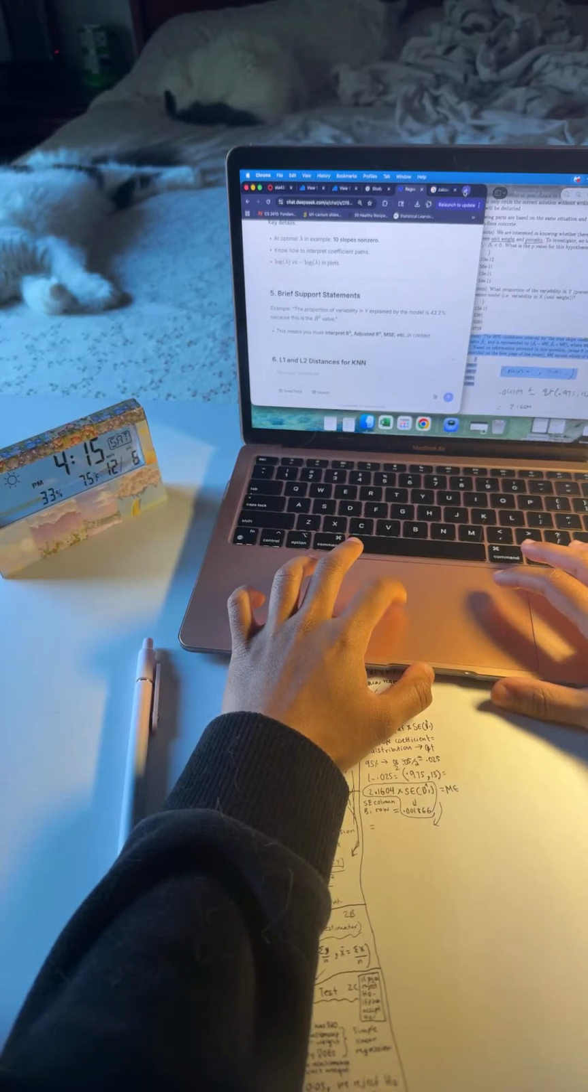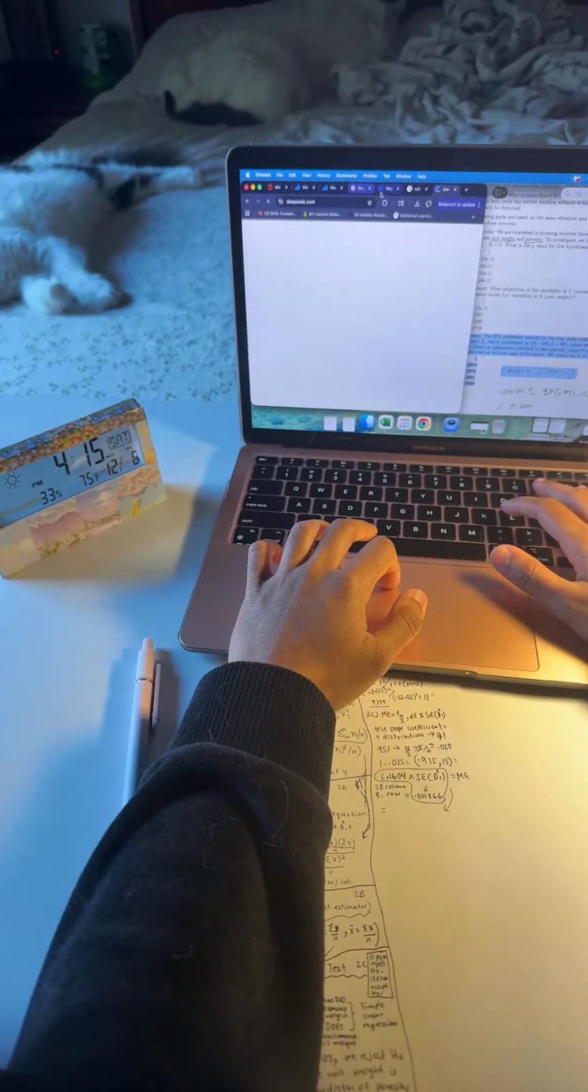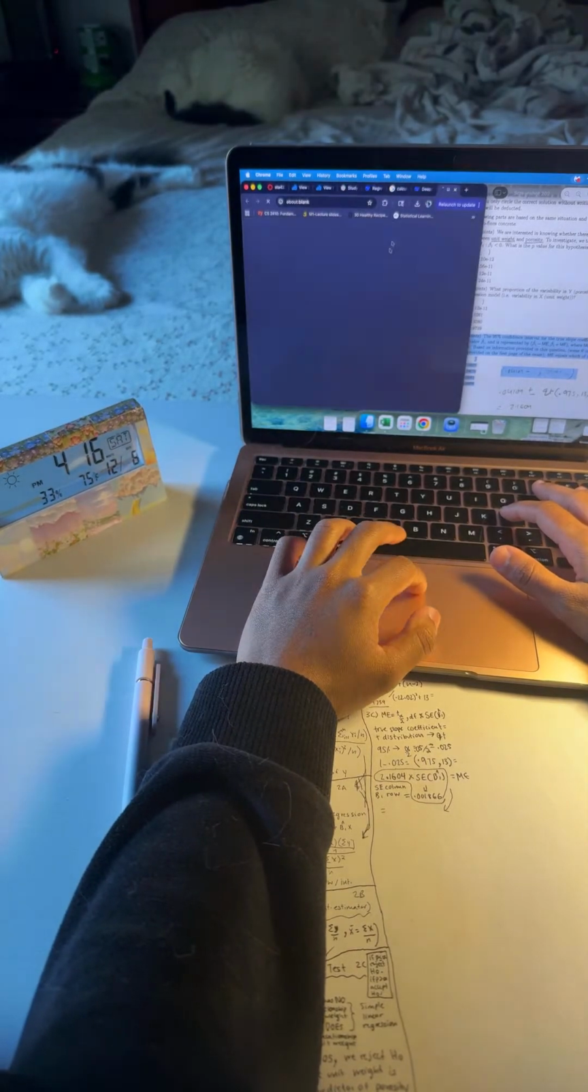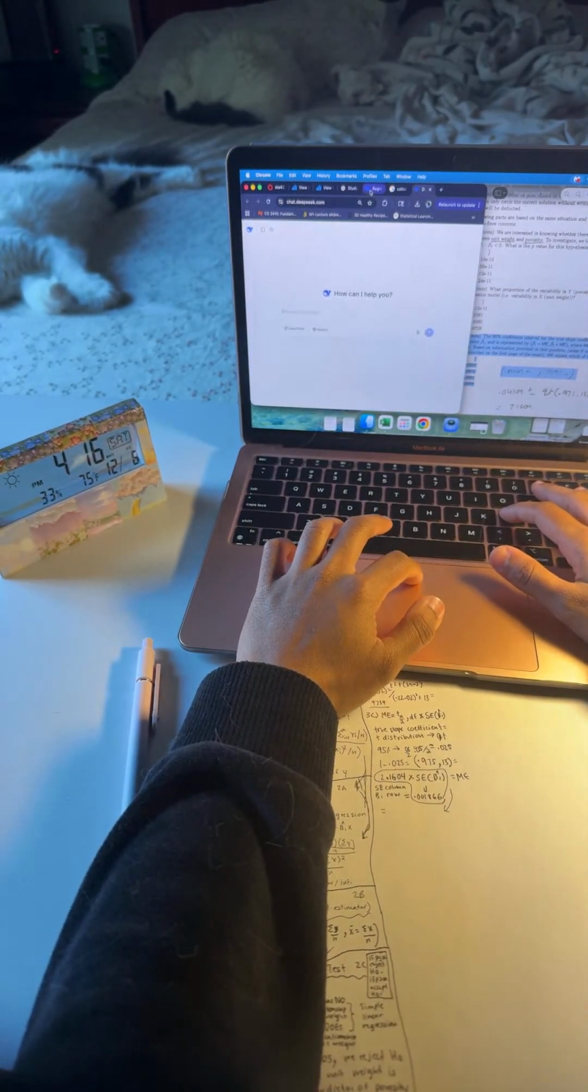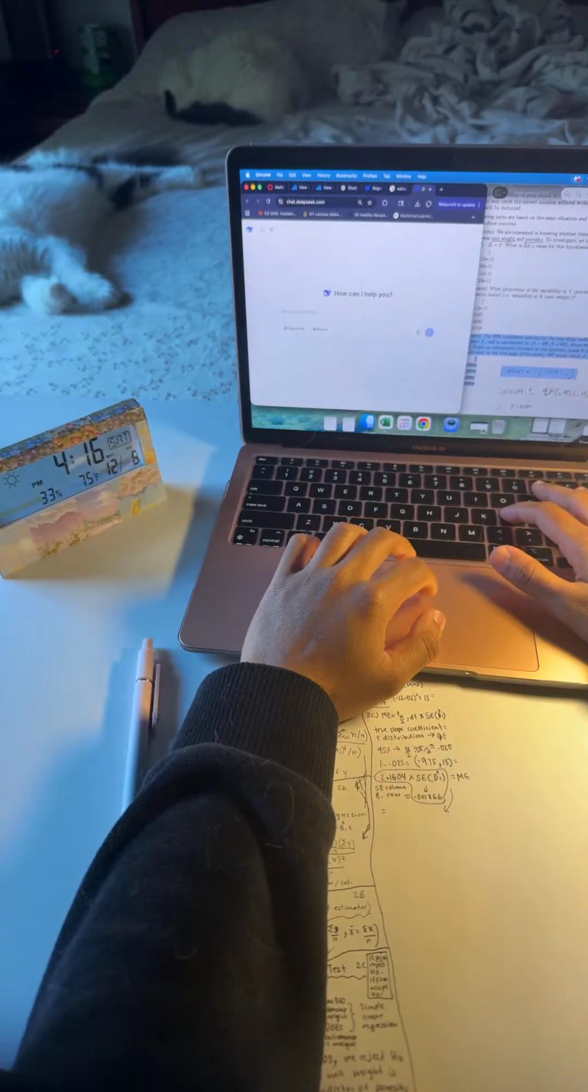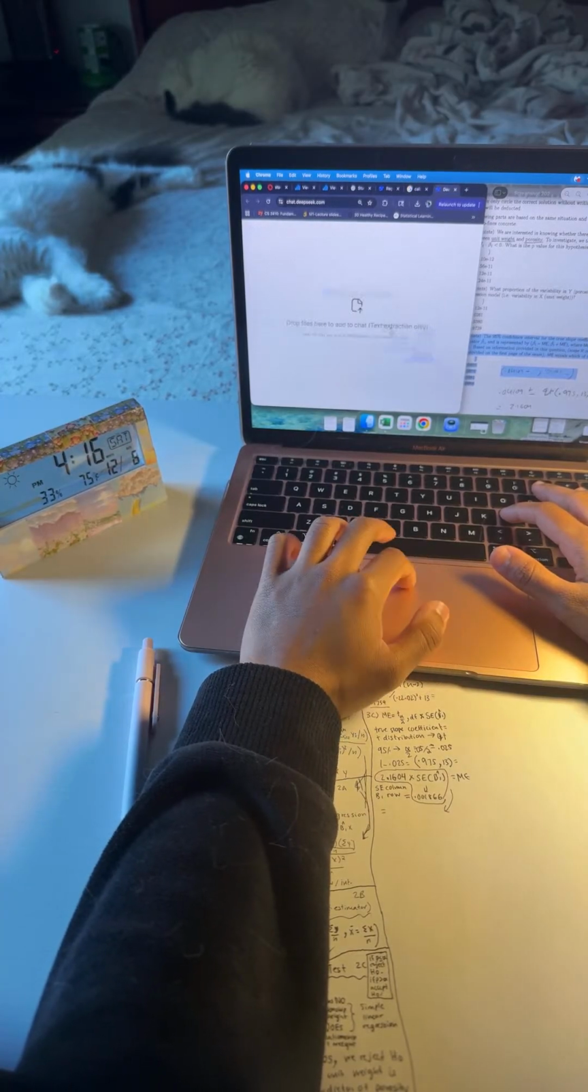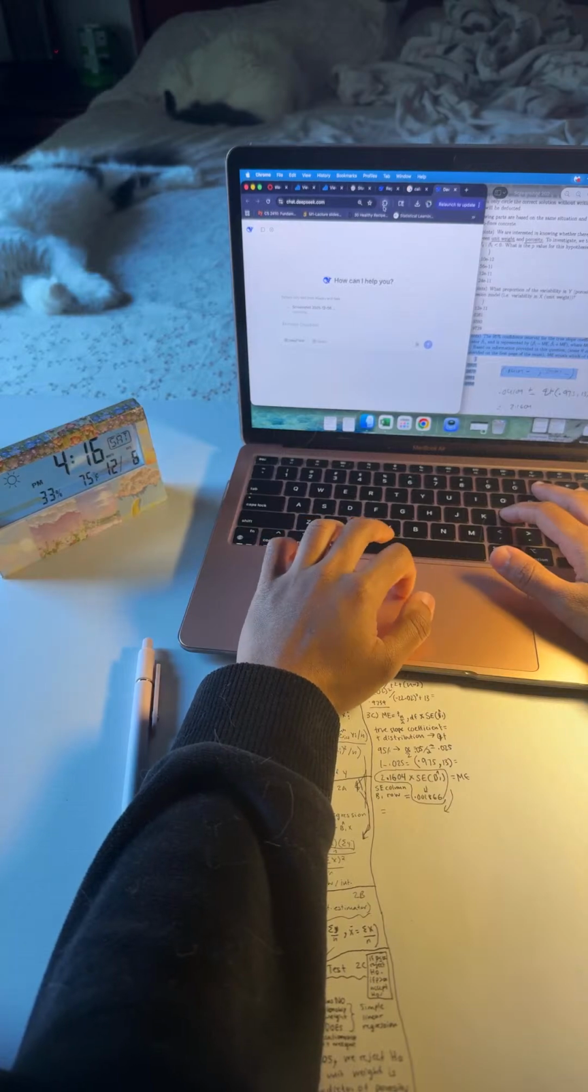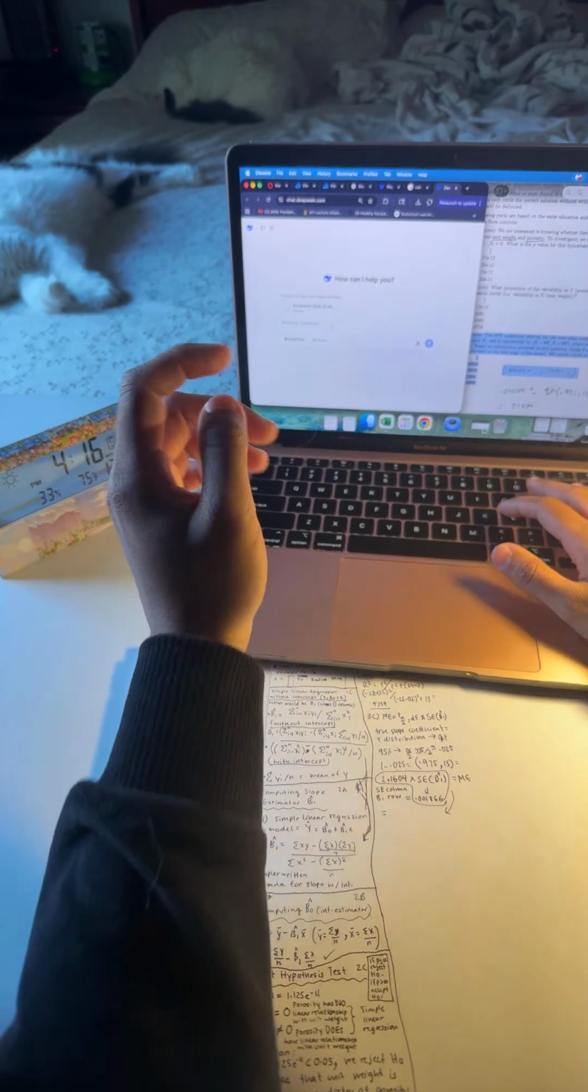Actually, I should open another file for DeepSeek, because that one is going over the final exam slides, which I need to go over later after this.